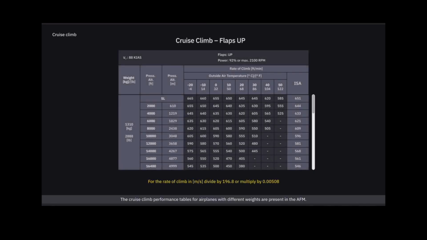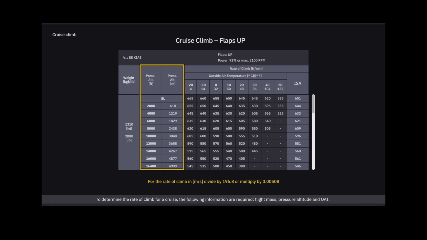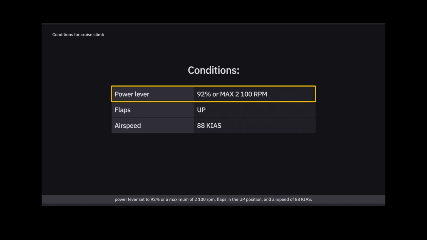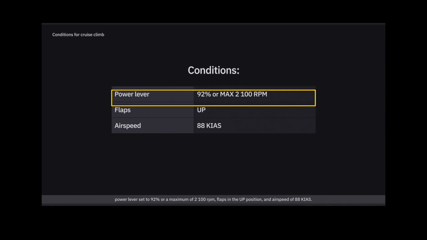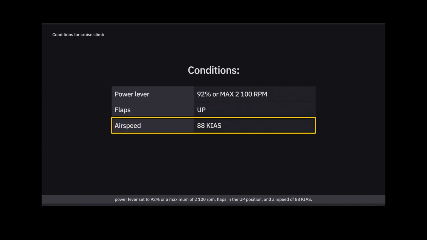The cruise climb performance tables for airplanes with different weights are present in the airplane flight manual. To determine the rate of climb for a cruise, the following information is required: flight mass, pressure altitude, and outside air temperature. The performance-related values from the tables are calculated with the following conditions. Power lever set to 92%, or a maximum of 2,100 revolutions per minute. Flaps in the up position. And airspeed of 88 knots indicated airspeed.